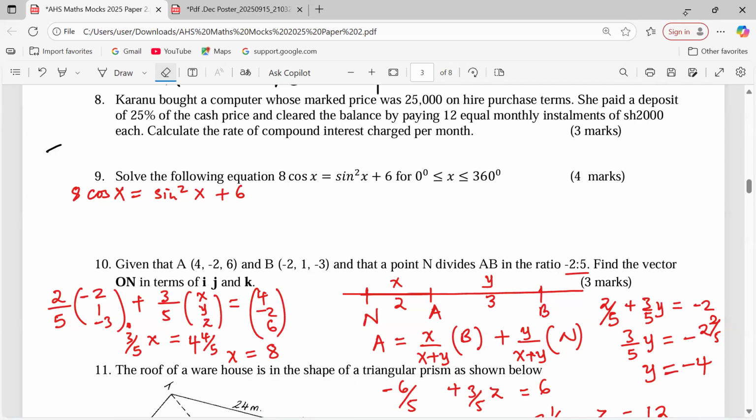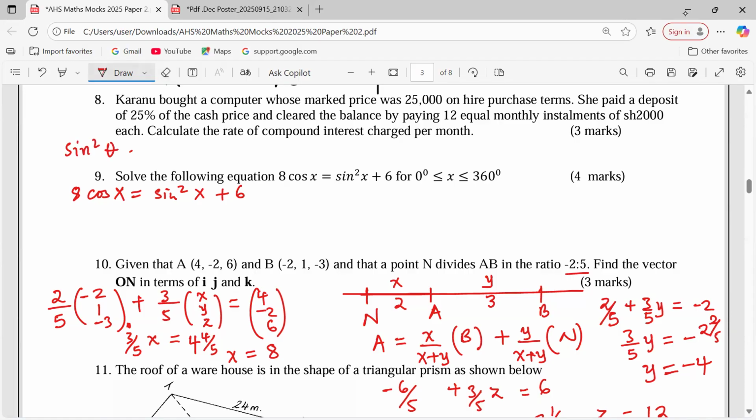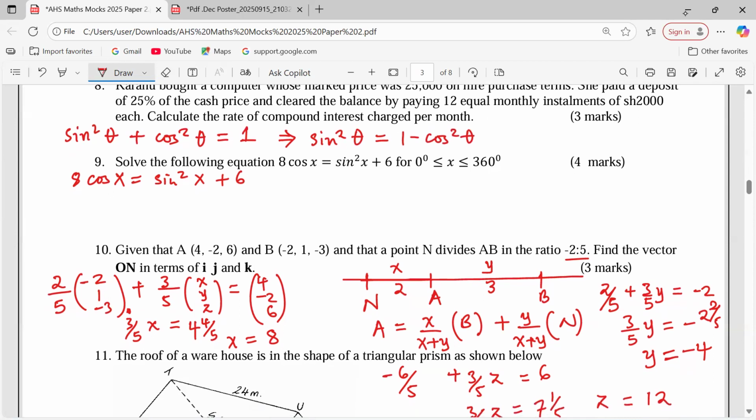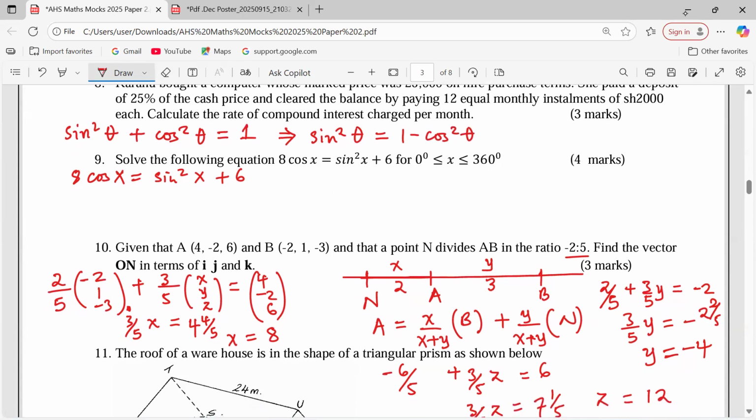In Form 4, we said that when we have the sine squared of an angle plus the cosine squared of the same angle, this is equal to 1, a trigonometric identity. So we can make sine the subject and say the sine squared of theta equals 1 minus the cosine squared of theta. Then we shall apply it at this point.